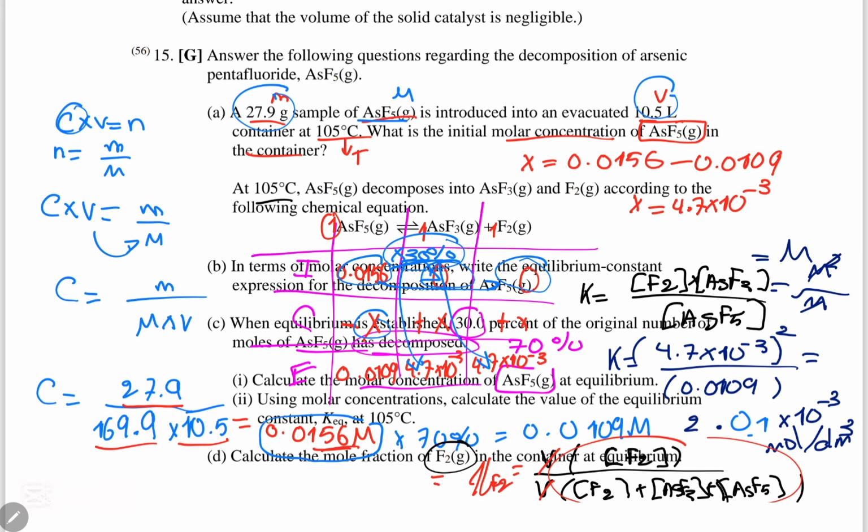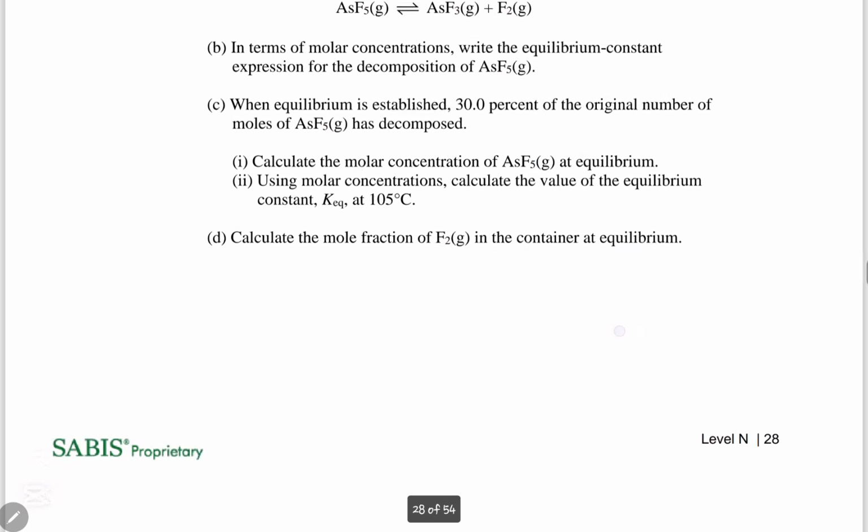So what's the concentration of F2? The concentration of F2 is 4.7 times 10 to the power of minus 3. Now, divided by what? It's going to be 4.7 times 10 to the minus 3 divided by 4.7 times 10 to the minus 3 plus 4.7 times 10 to the minus 3 plus 0.0109. I got an answer of 0.231. That's it for question number 15.